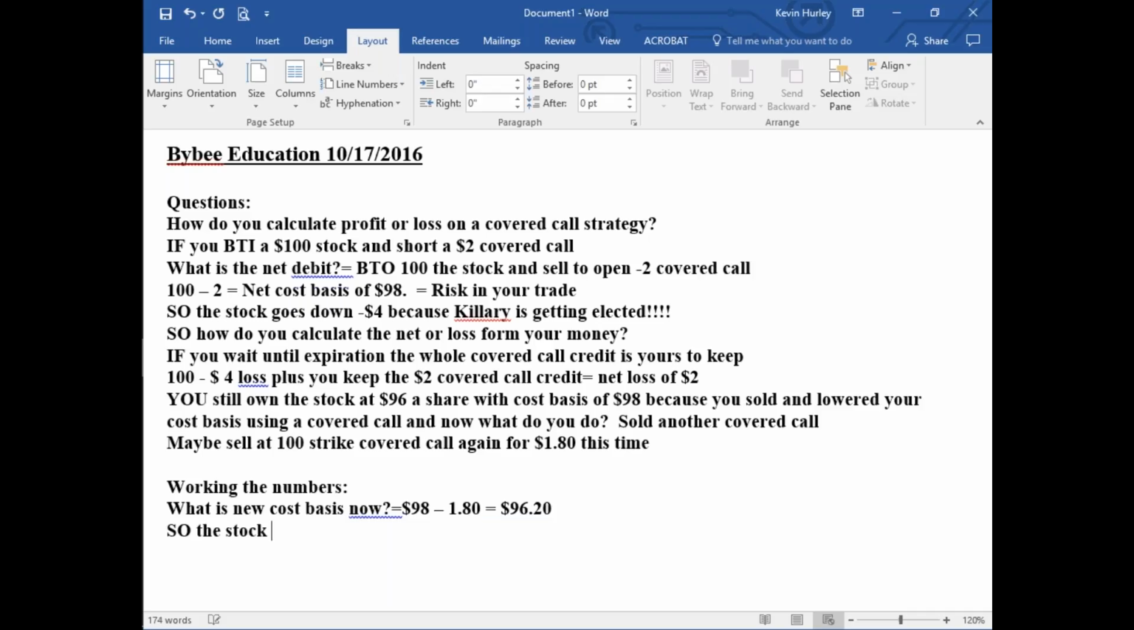So the stock stays flat for another month and closes at $96. What is your new cost basis after the covered call expires?